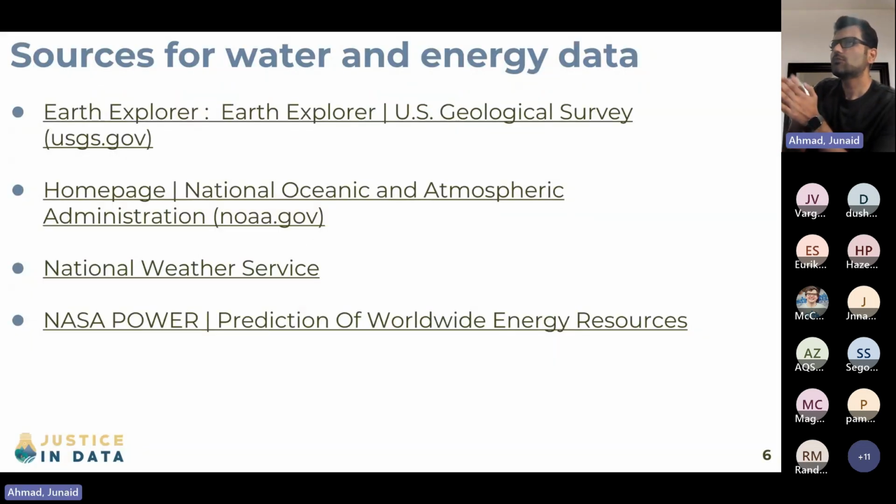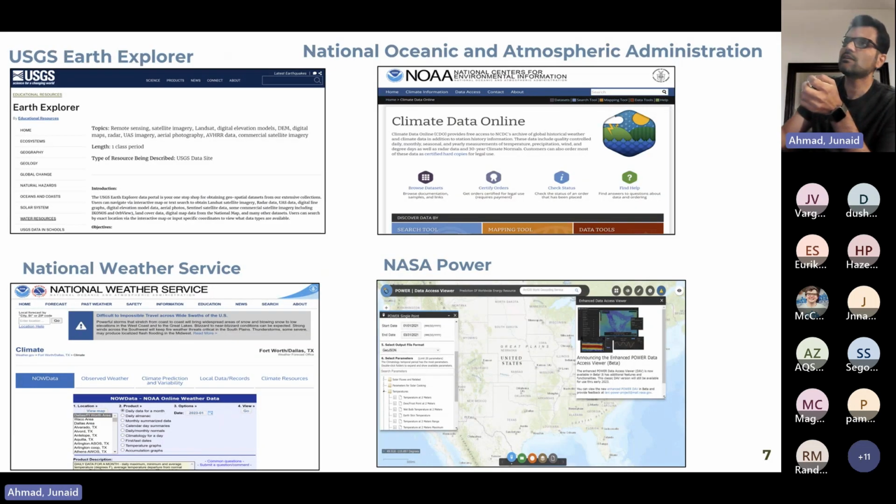Talking about different sources of water and energy data, there are various sources. Particularly, these are about the USA, but NASA Power, the fourth one, also provides data from different satellites that give you data for different places around the world. These are the interfaces of all these sources.